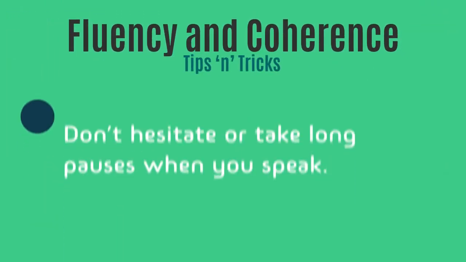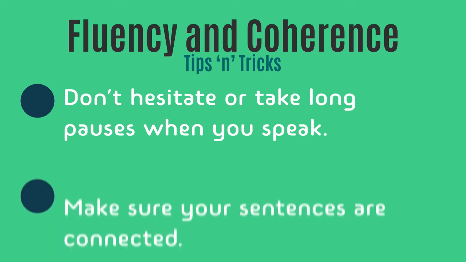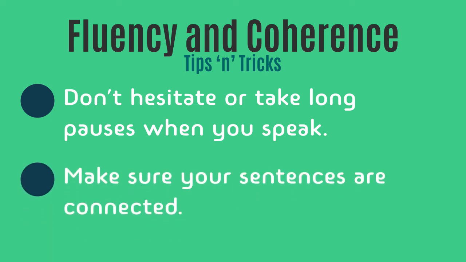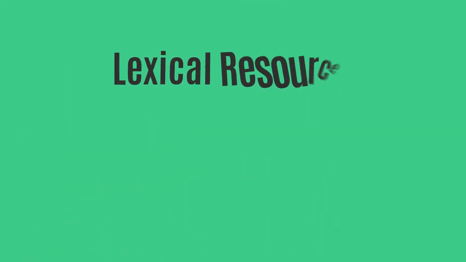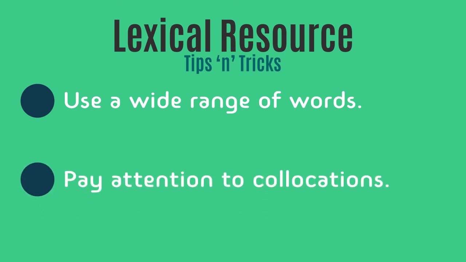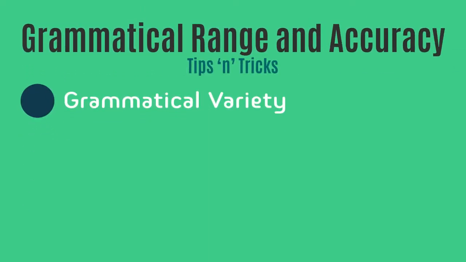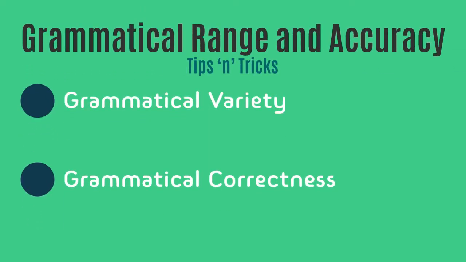You can get a good score in fluency and coherence by making sure that you don't hesitate or take long pauses when you speak, and also by making sure that your sentences are connected to one another. Using a wide range of words can get you a high lexical resource score. Of course, you need to use these words correctly, so attention to collocations is really important here. Grammatical range and accuracy has to do with the grammatical variety and correctness of the sentences you make.